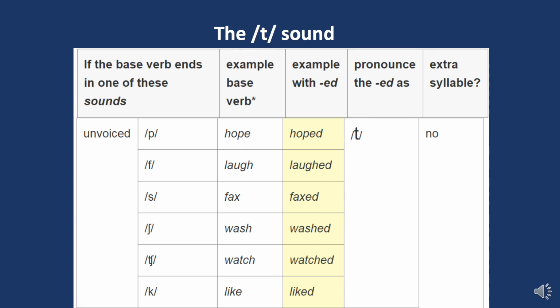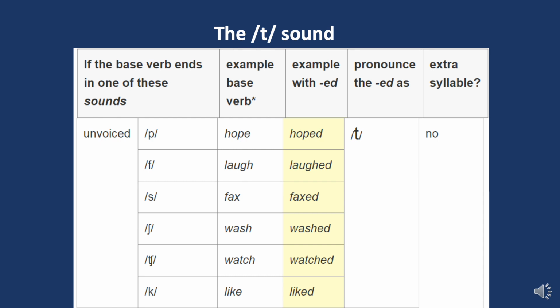Watch. So this is to look at somebody. The past tense is watched. That's a tough one there. So listen again. The example base verb is watch. And the past tense is watched. Hopefully you can hear the T sound at the end there. And the last sound is the k. So the example base verb is like, with the past tense being liked. So once again, it's a T sound and no extra syllable.